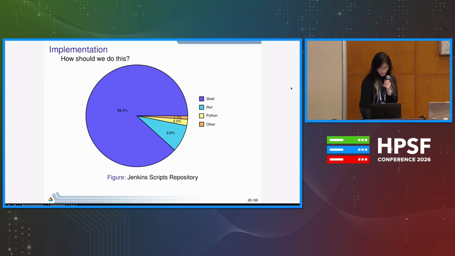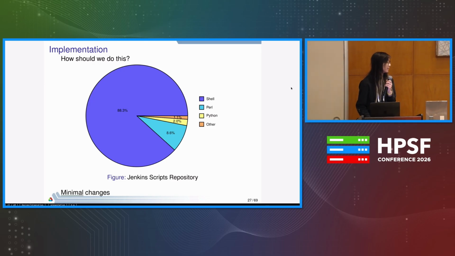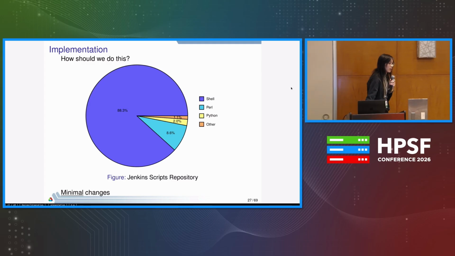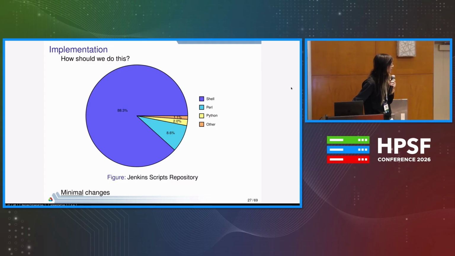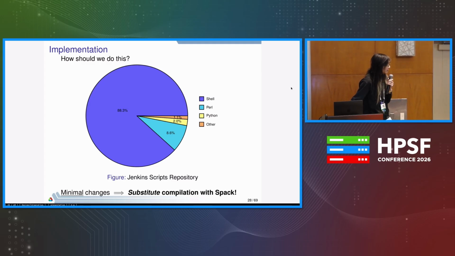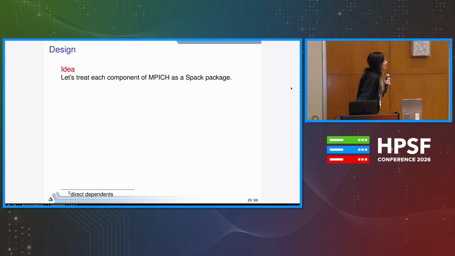So in practice, that means we really want to minimize the amount of changes we make to our CI script setup, which really means that we can probably get away with only substituting out compilation with Spack. Ideally, we only really want compilation to be done and environment loads to be handled by Spack, and then everything else can be done with our existing harnesses that we've developed over the years. So that's the idea. So let's try that out.